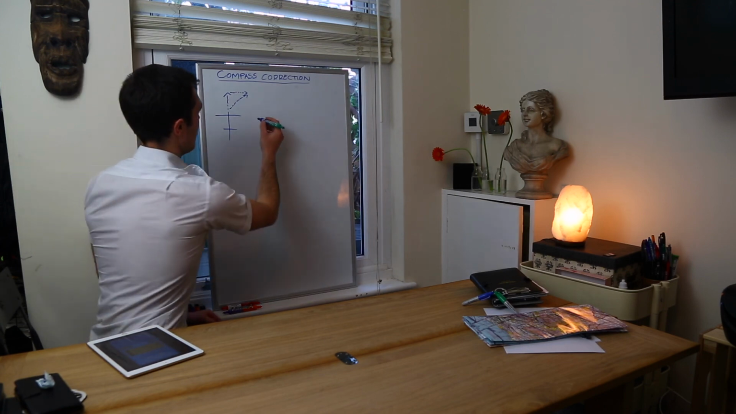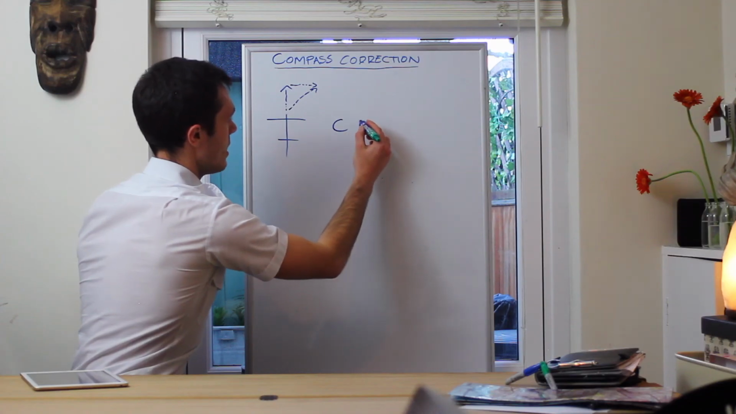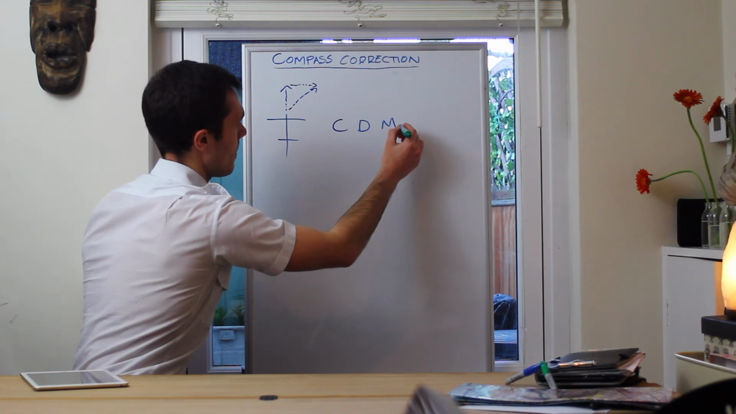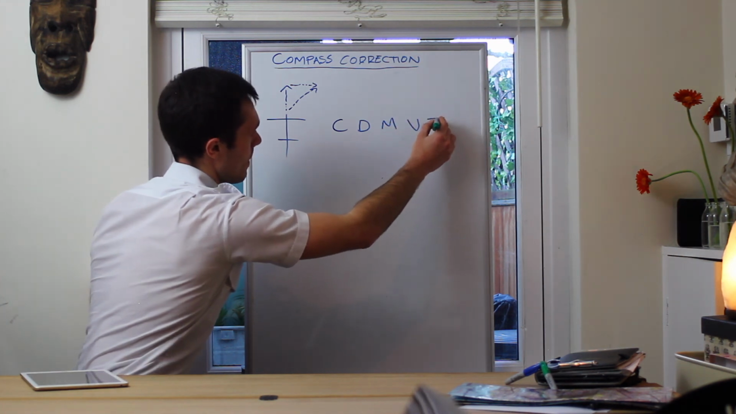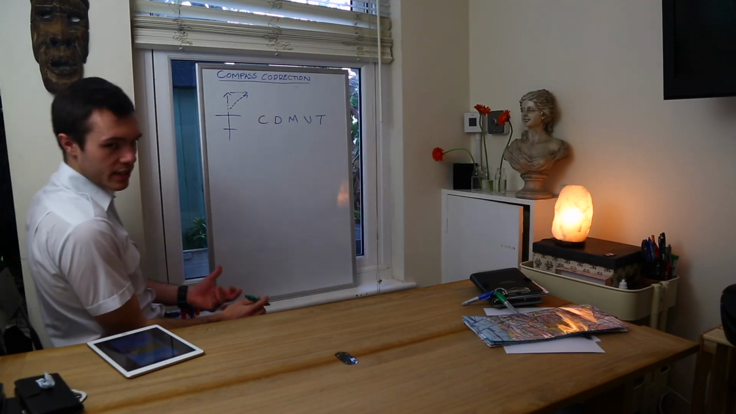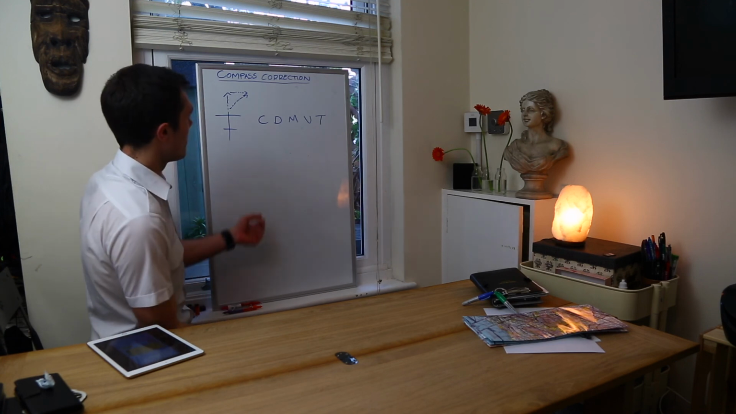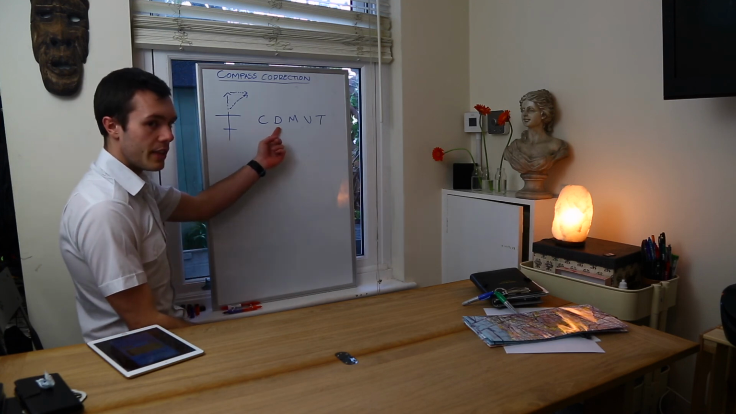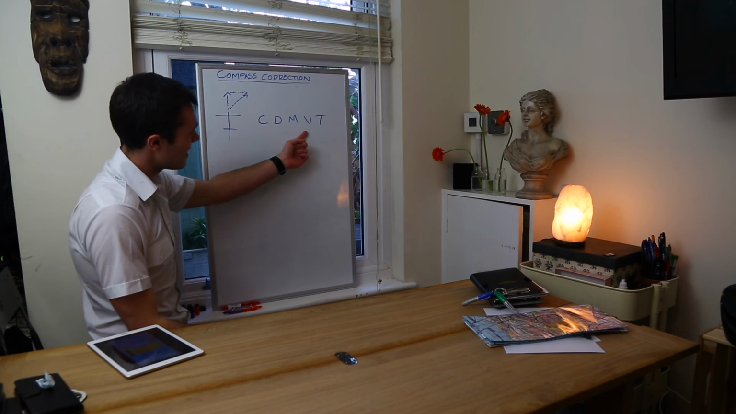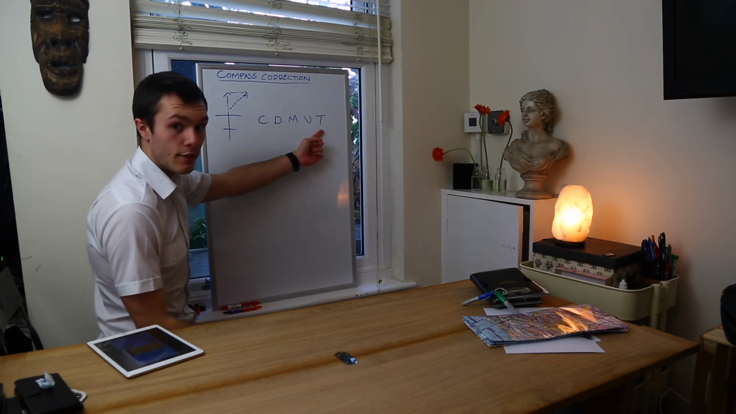The first acronym is CDMVT, easily remembered as Cadbury's Dairy Milk is very tasty. C for compass, D for deviation, M for magnetic, V for variation, and T for true.